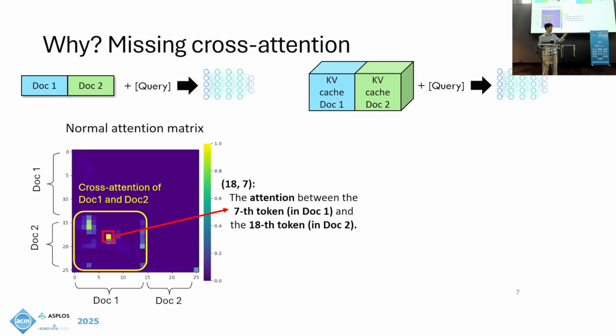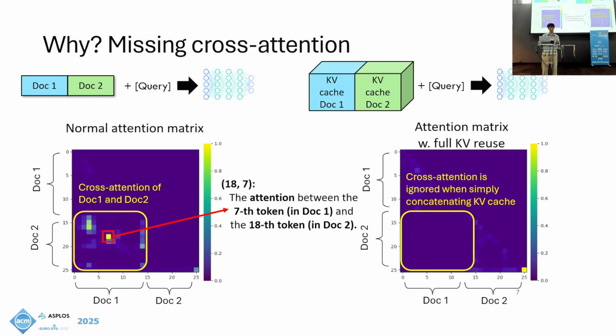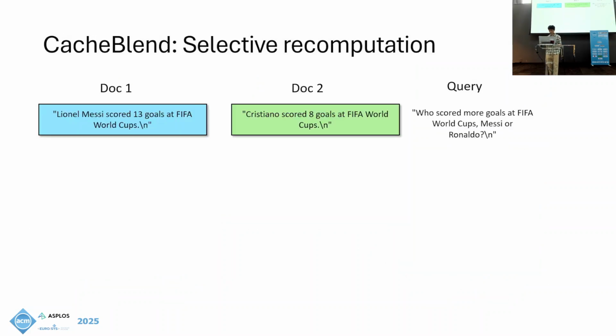For example, on this left figure, this attention matrix, the 18th row and the 7th column represent the attention, in some sense the semantic correlation, between the 7th token, which is in document 1, and the 18th token, which is in document 2. Comparing the lower left parts of these two attention matrices, we can see that for full KV reuse, or naive concatenation, the cross attention is completely ignored. So in CacheBlend, we tackle this problem via selective recomputation.